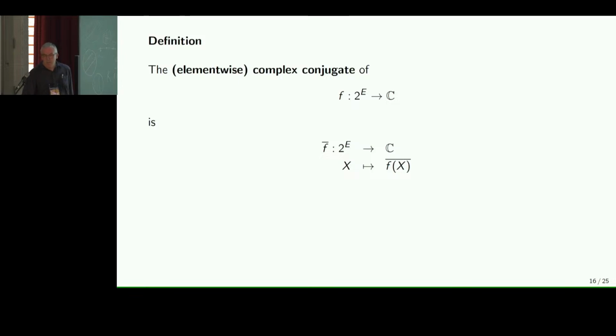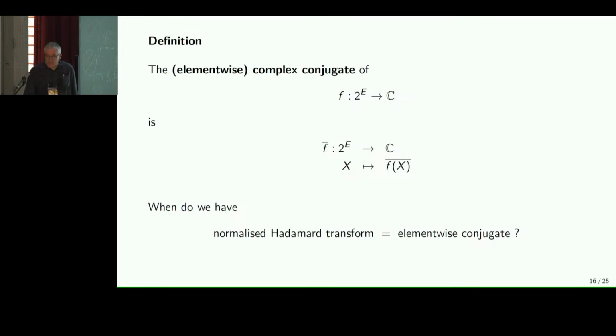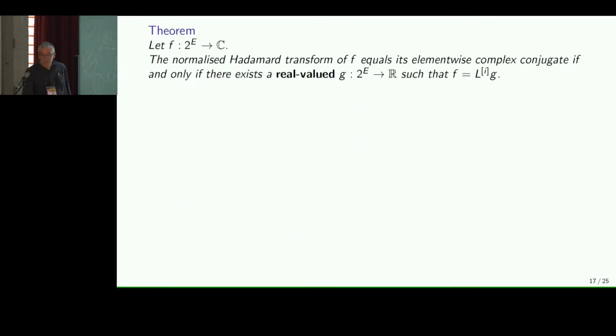So I asked, when does the Hadamard transform, or the normalized Hadamard transform, amount to nothing more than just taking the complex conjugate of every element in every position of the vector? And once you've got this machinery set up, we can say that the normalised Hadamard transform has this property if and only if there's a real valued binary function such that our function f can be obtained from that real valued one by applying this transform with the parameter I.